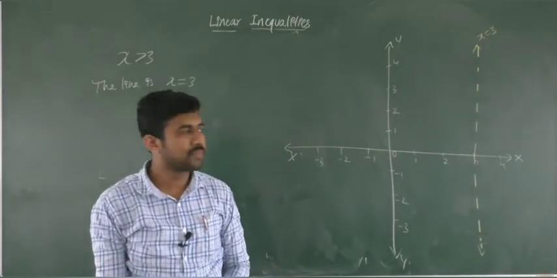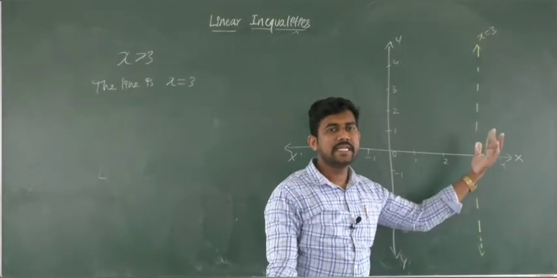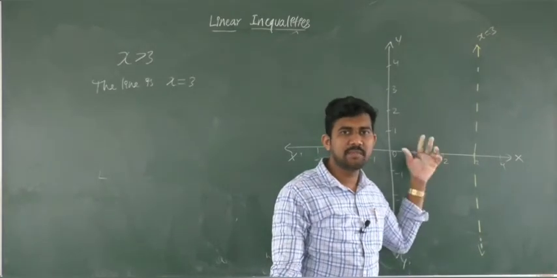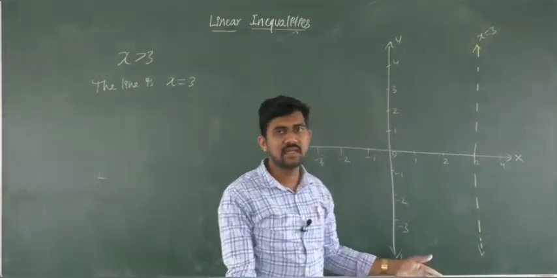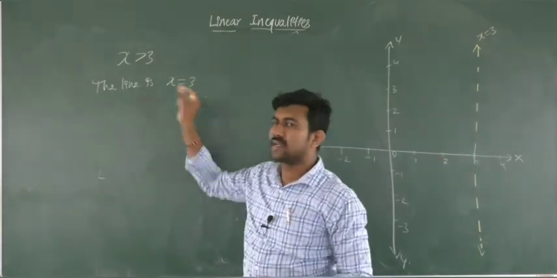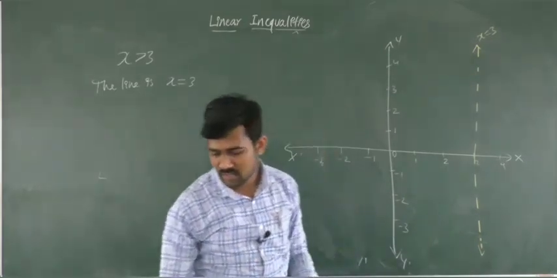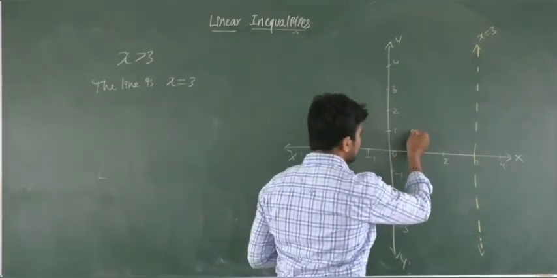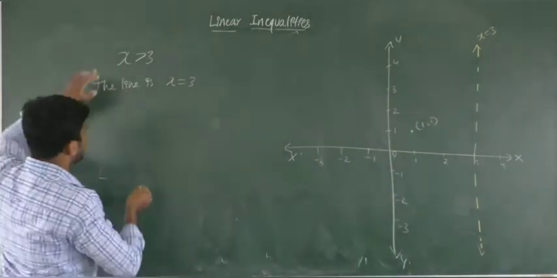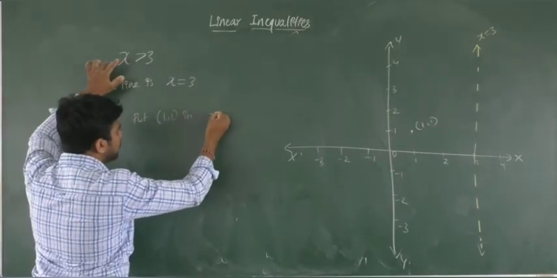Now we can observe this line divides the plane into a right half plane and a left half plane. So where does the solution region lie? It may be either the left half plane or the right half plane. To check that, consider any point on the plane which does not lie on the line. I'll consider a simple point, 1 comma 1. x is 1, y is 1. Put 1 comma 1 in the given inequation.